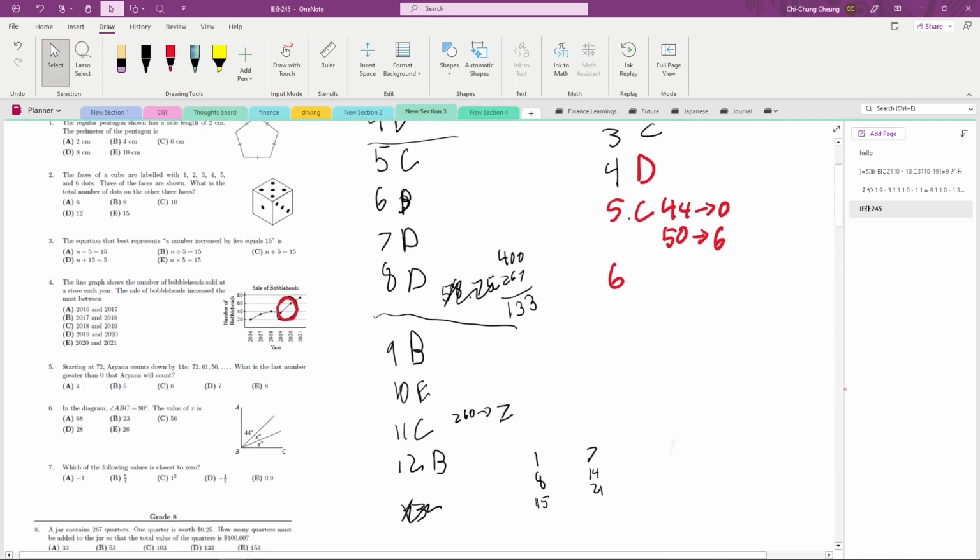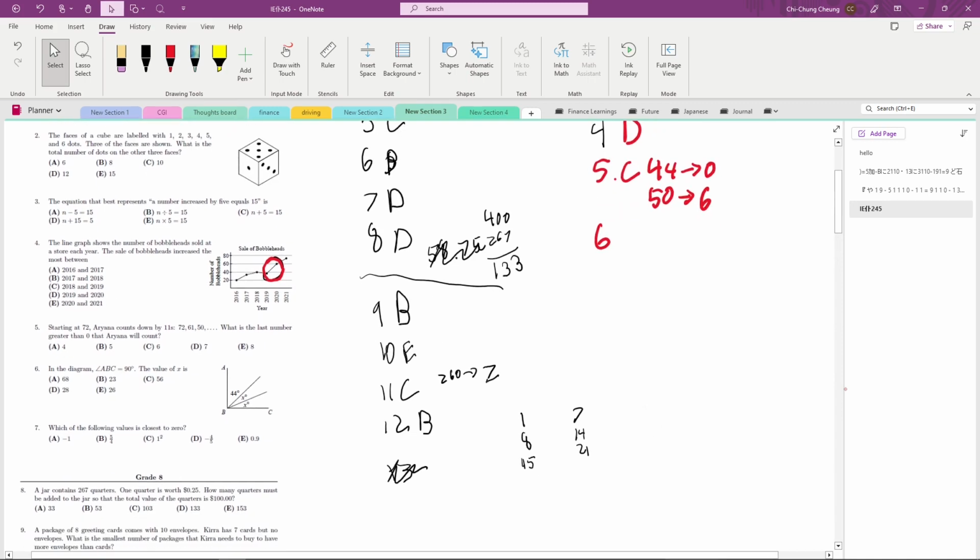6. In the diagram, what is the value of x? So this is simply 2x plus 44 will equal ABC, which is 90, which means 46 equals 2x, which means x equals 23, which is B. Okay, right? Right, yeah, okay.